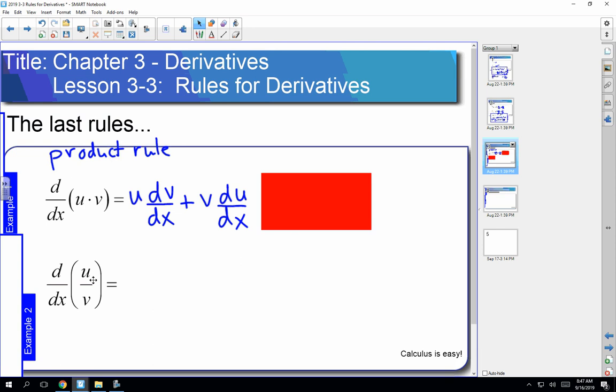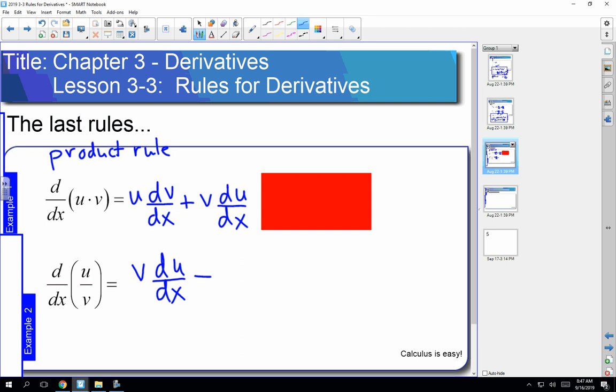And so it's going to be, this is the way I remember it, the bottom times the derivative of the top. So we have v times du dx minus, so the way I remember it is derivative of the top times the bottom. So I'm starting with the derivative of the top and then working to the bottom, and that's the correct order. So derivative of the top times the bottom is the way I remember it.